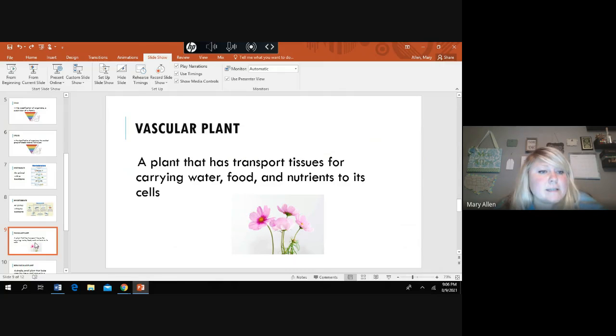These are about plants. So animals are vertebrates and invertebrates. Plants are either vascular, like this, or non-vascular. That has nothing to do with the backbone. Plants do not have backbones, okay? So a vascular plant is a plant that has transport tissues on the inside for carrying water, food, and nutrients to the cells. A lot of your vascular plants are going to have a stem and roots and leaves and flowers, not every single one, but then compare that to non-vascular plants.